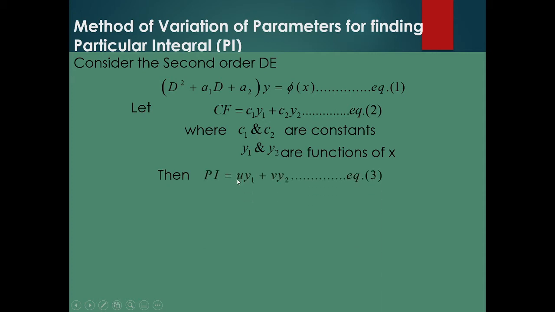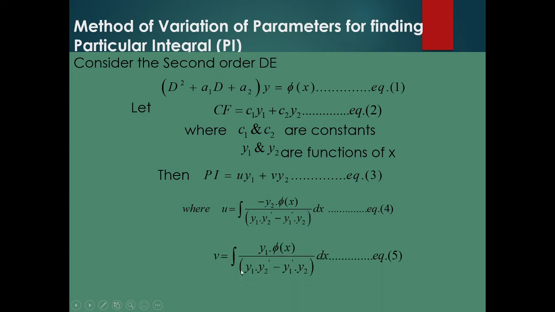Then, PI equal to u y1 plus v y2, where u equals the integration of minus y2 phi of x upon y1 y2 dash minus y1 dash y2, into dx. Here y2 is known from CF, and phi of x means the right hand side of equation 1, and the denominator term is from the y1 and y2 terms, that means y1 y2 dash minus y1 dash into y2. And v equals the integration of y1 phi of x upon y1 y2 dash minus y1 dash y2, into dx. If we observe, the denominator terms of u and v are the same.